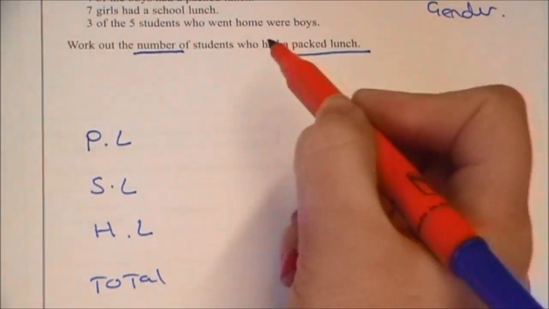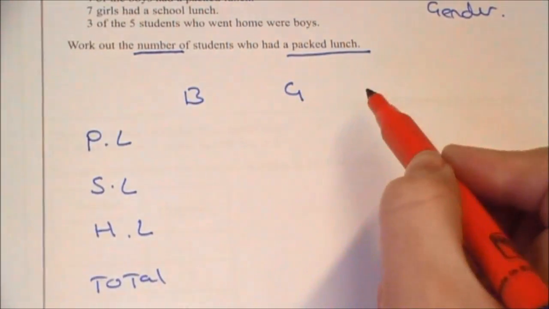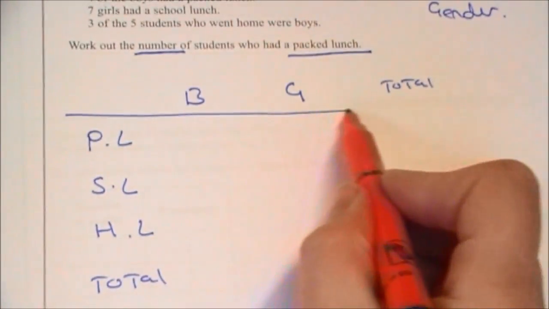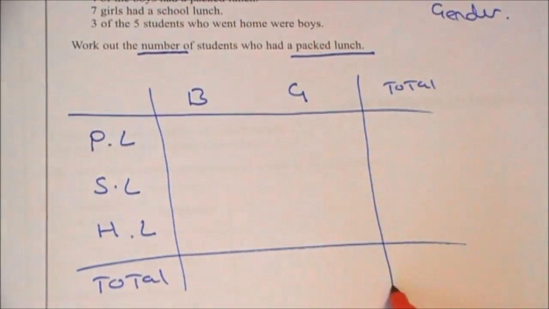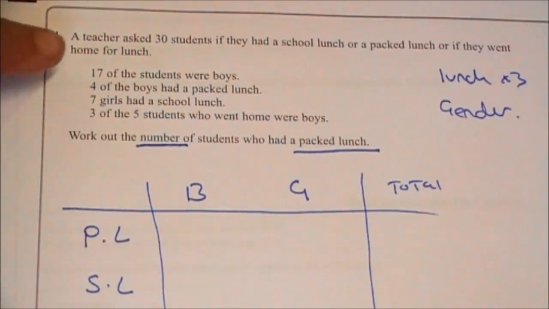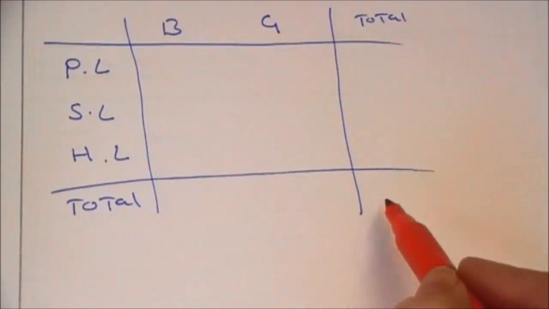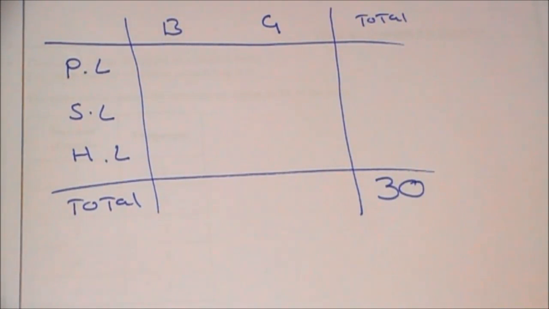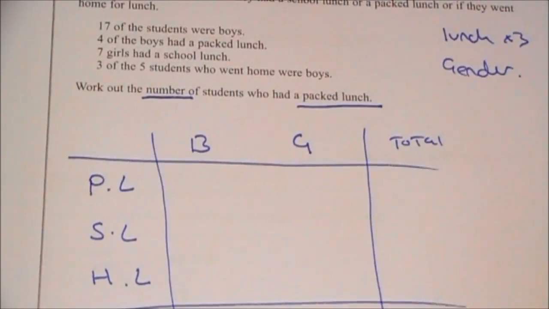Total. I'm dealing with boys and girls. Total. Now, setting a table out like this just allows a little more clarity from what is a big chunk of text. So the first thing I'm noticing is that a teacher asked 30 students. So the total all together, everyone involved, is 30. Now I can quite easily place my other information in this grid.